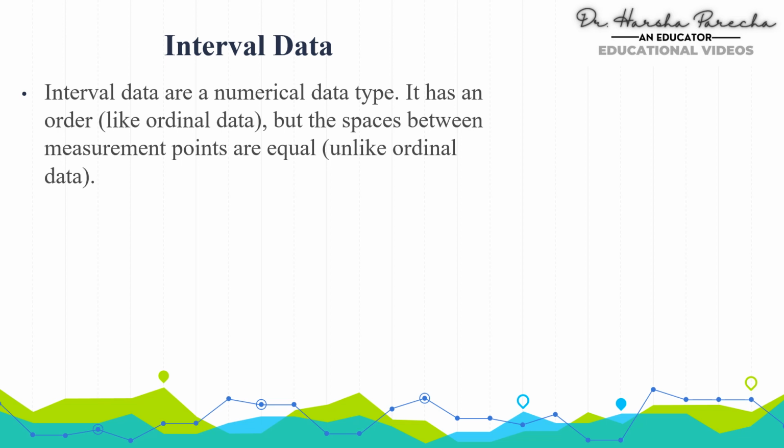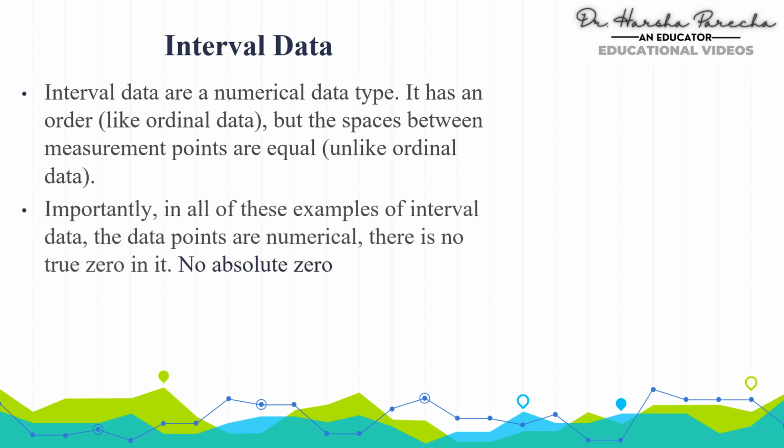As I told you, for example from A to B, B to C, the space in between, the distance in between, or the measurement in between is considered equal. Now, another important point to keep in mind in the case of interval data: there is no true zero in it. There is no absolute zero in this data.